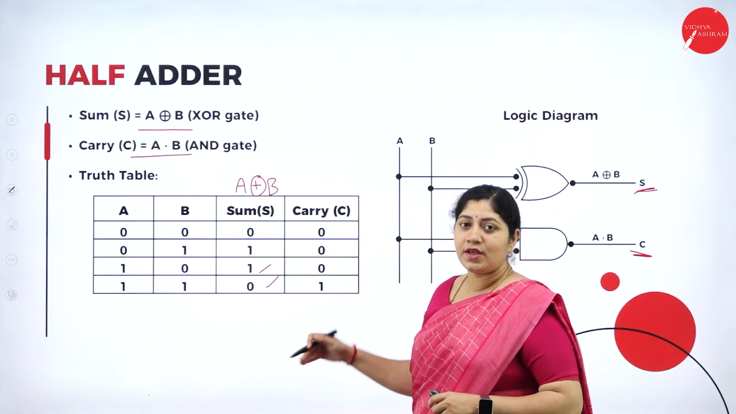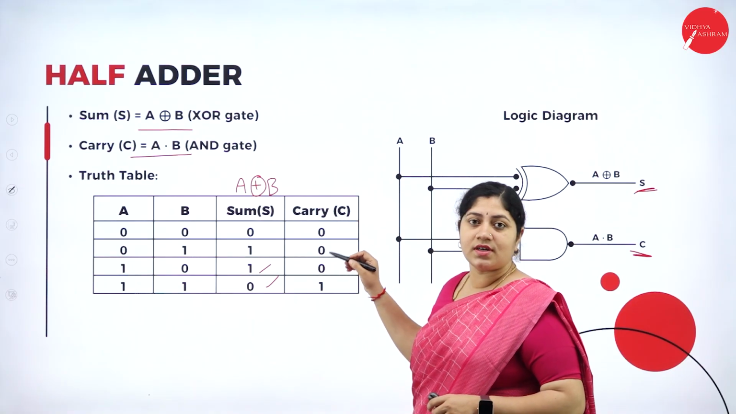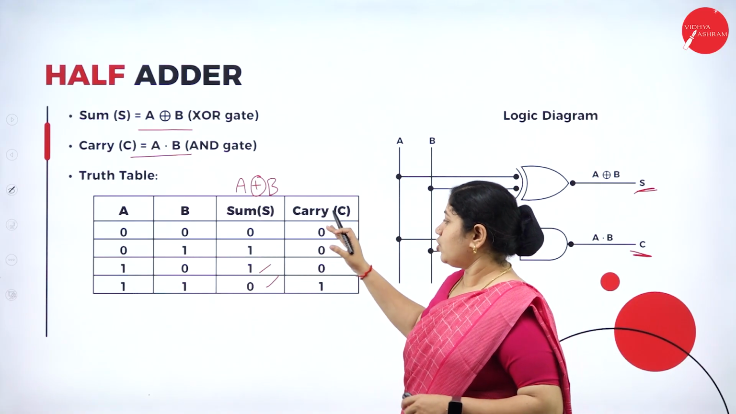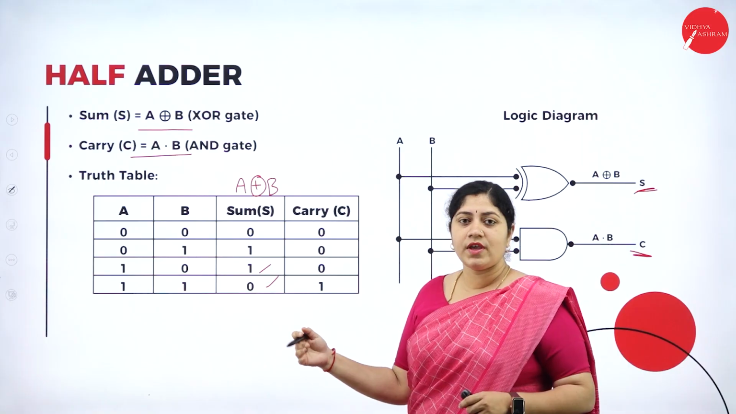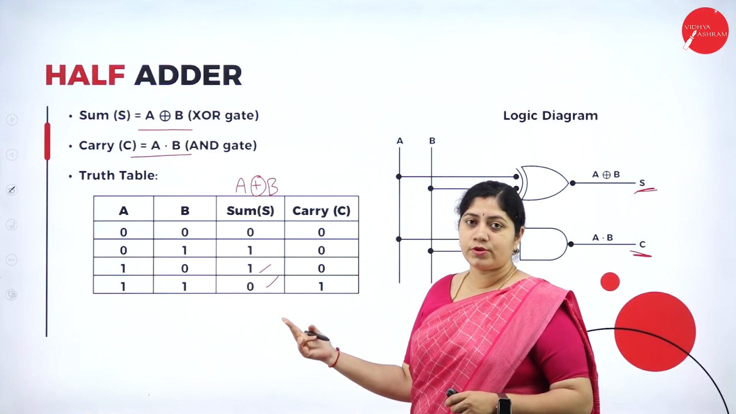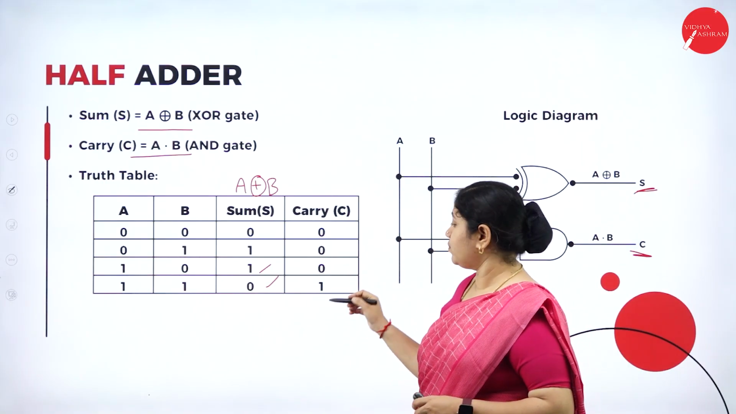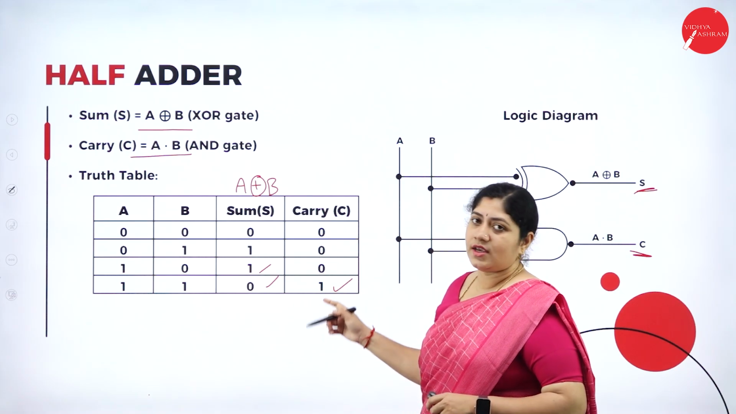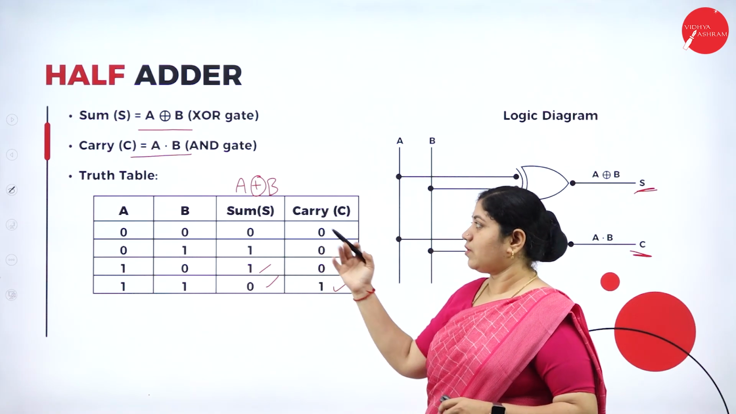Yes, it's for sum. Followed by carry, it is an AND gate, correct? So what is the AND gate output? Whenever both inputs are 1, at that time our output will be high. So this is a simple truth table with respect to our half adder.